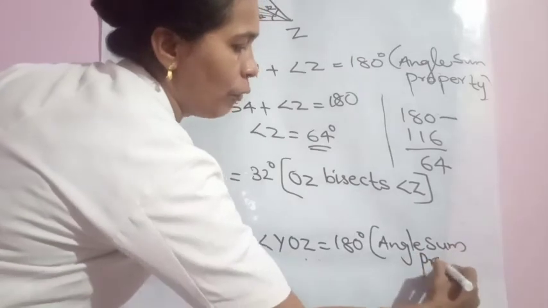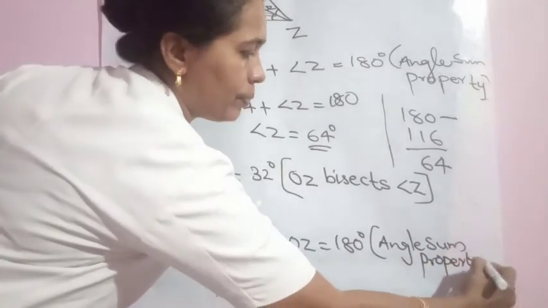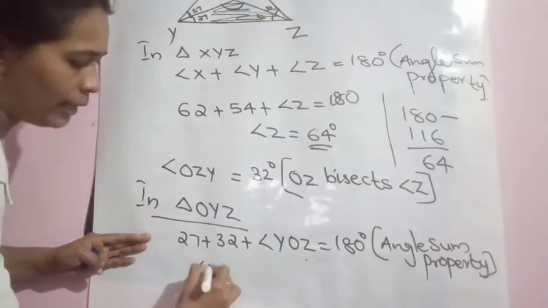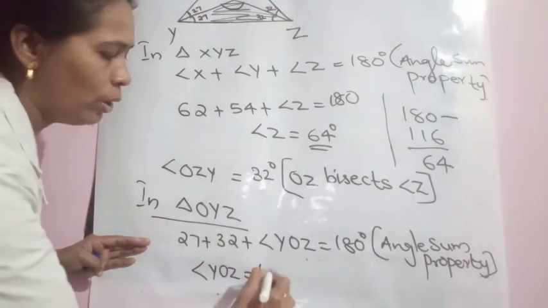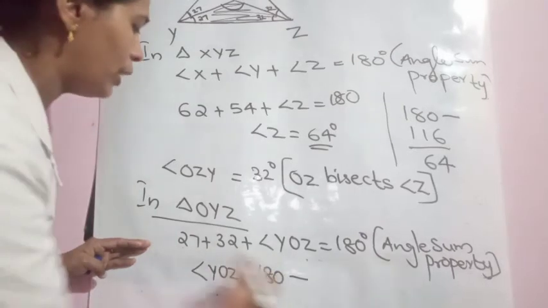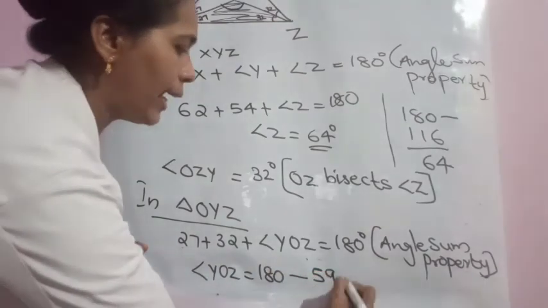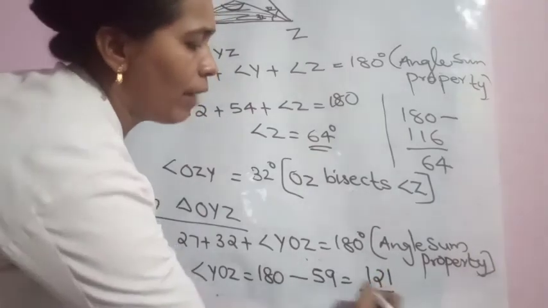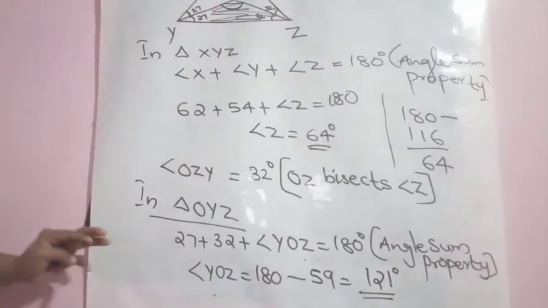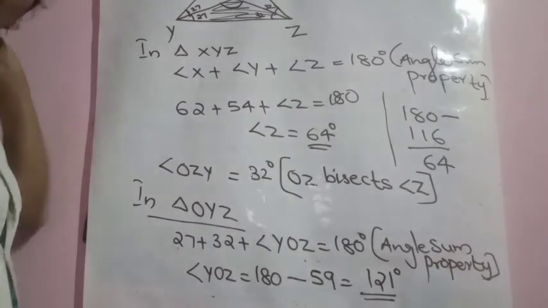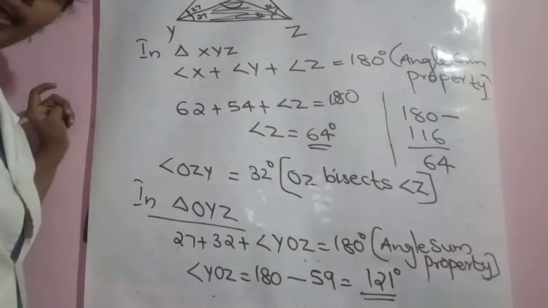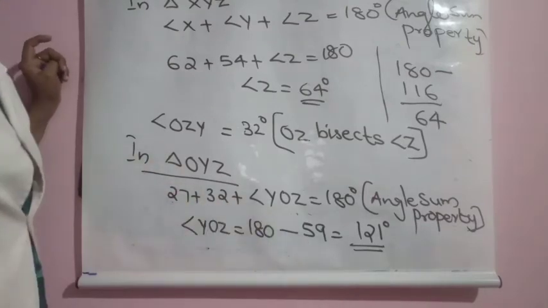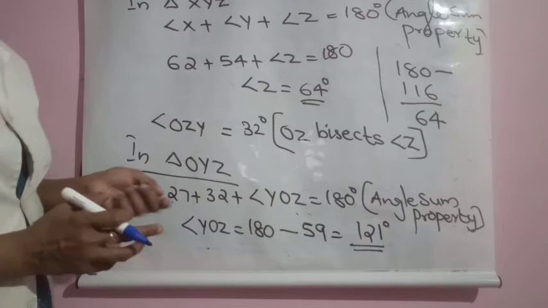What is the reason for the statement? Now already two values are known to you. So directly you can write angle YOZ equal to 180 minus the sum of these two. How much is the sum? 59. So 180 minus 59 equal to 121 degree. 121 degree. Do you have any doubt?